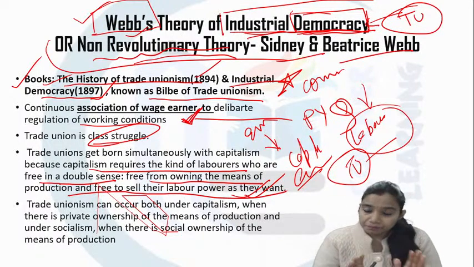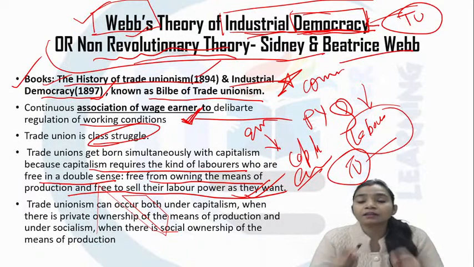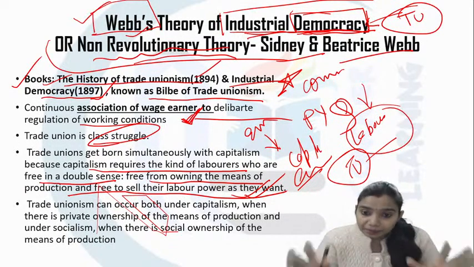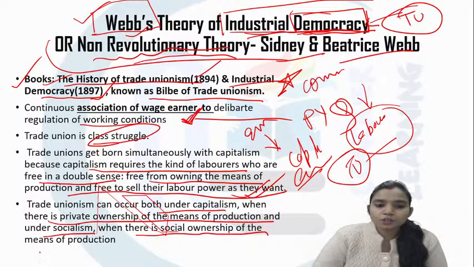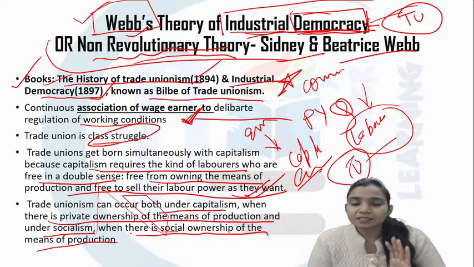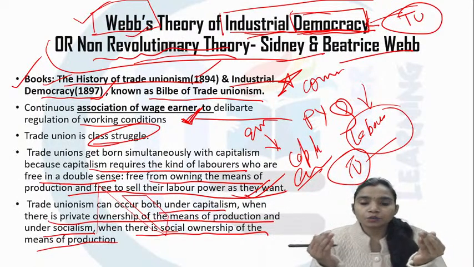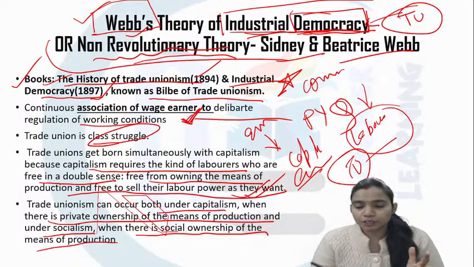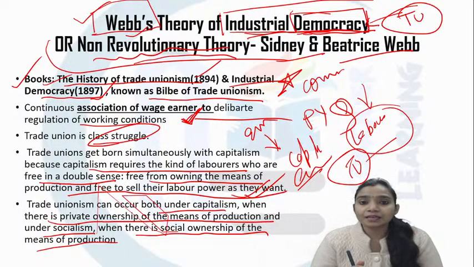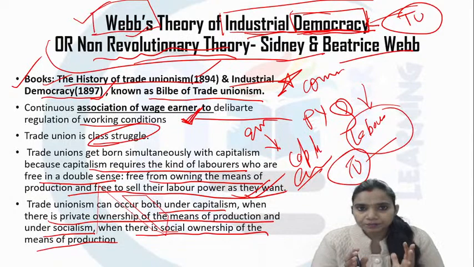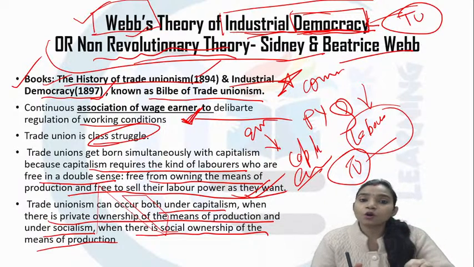But according to Webb, this trade union works under the capitalism. They work under the capitalist, this employer. They don't go against them. Trade unionism can occur both under capitalism, when there is a private ownership of means of production, and under socialism, when there is social ownership of the means of production. Webb has given different methods which are non-revolutionary, like mutual cooperation, collective bargaining, or forming the legislations. These are the different ways how this class struggle can be removed. So according to him, trade unionism can occur under capitalism.